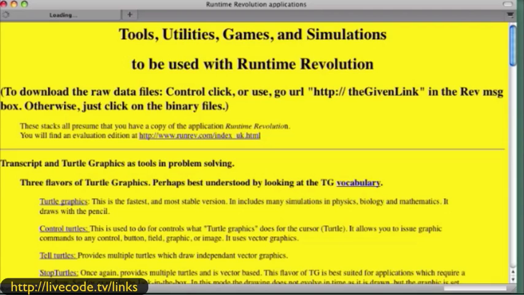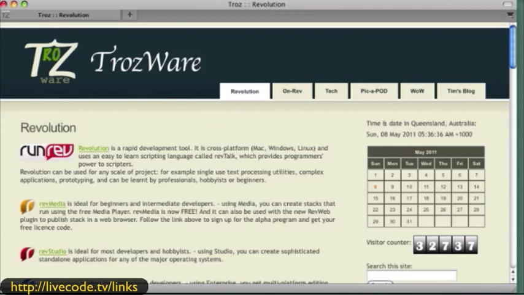Here's a very valuable website, and if you've never been here, you need to cruise through this one. Lots of content that's quite valuable. This is Sarah Reichelt, Trosware. And this is certainly worth anybody's time to go, because she not only does Revolution, she also does OnRev, and quite good quality. She does the tools as well as the explanation of why the tools work.